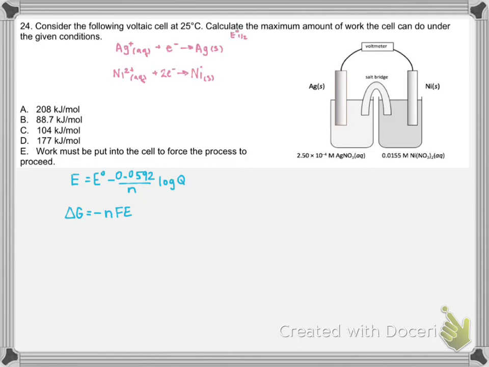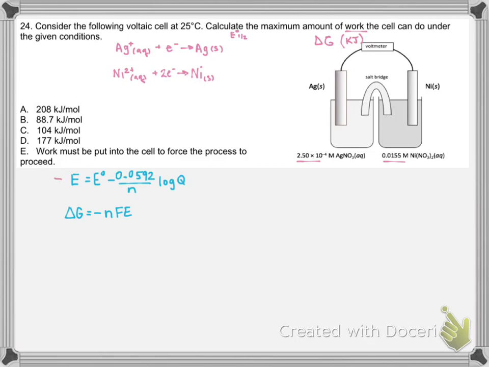In number 24, we have another voltaic cell or galvanic cell. Voltaic, if you feel like mixing those two words. And we're trying to figure out the maximum amount of work that can be done by the cell. Whenever I see work, I think I'm looking for delta G, which is in kilojoules. When I look at the solutions, I have some silver and some nickel, and I'm not working at 1 molar, so I'm not at standard conditions, and we'll have to use this full equation.